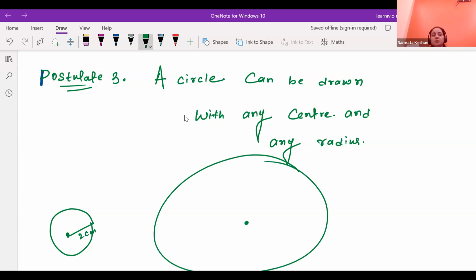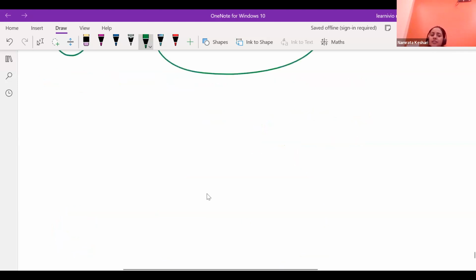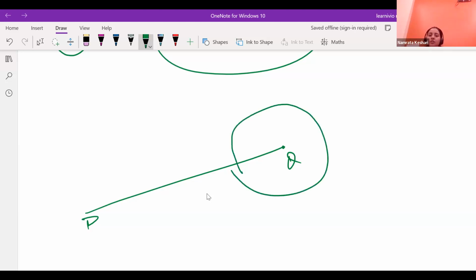That much explanation is not required at all, because the statement is very logical. Yes, we can draw a circle with any radius and any center, right? If I say that PQ is a straight line, and maintaining the center at a point Q, please draw a circle of radius 2 centimeter. So you will be able to draw. Yes or no? Yes, ma'am.